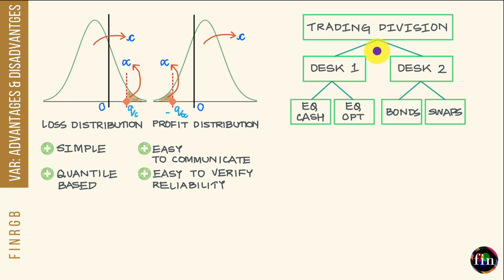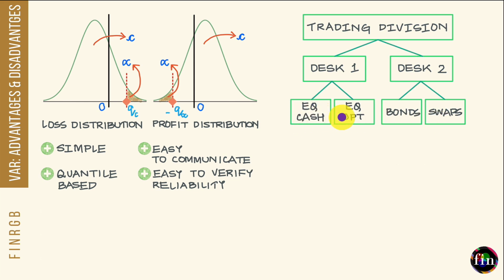I'm talking about a firm here which has a trading division. In this division, let's say I have two desks, an equity desk and a fixed income desk. Within the equity desk, let's say I have two portfolios: an equity cash portfolio, which includes positions in single stocks and in equity indices, and an equities options portfolio. Okay. Then in the fixed income desk, again, let's say I have two portfolios. I have a bonds portfolio, and let's say I have a derivatives portfolio within which predominantly I have swap positions.